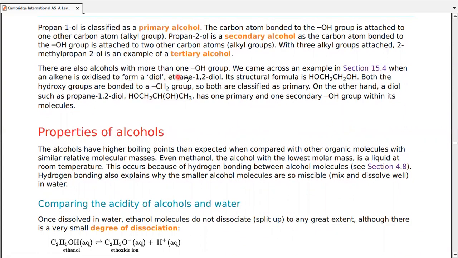So there are also alcohols with more than one OH group. We came across examples in 15.4. For example, alkene is oxidized to form a diol. That was ethane-1,2-diol.